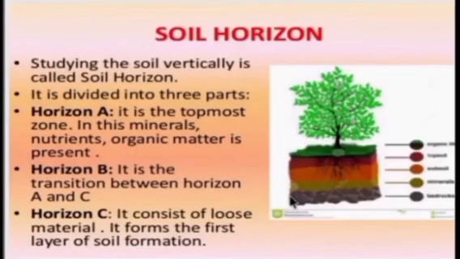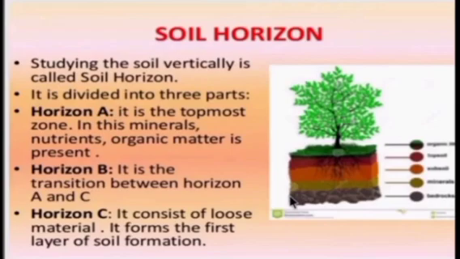Now let's see soil horizon. Studying the soil vertically is called soil horizon. It is divided into three parts: horizon A, horizon B and horizon C. Horizon A is the topmost zone. In this, minerals, nutrients and organic matter are present.